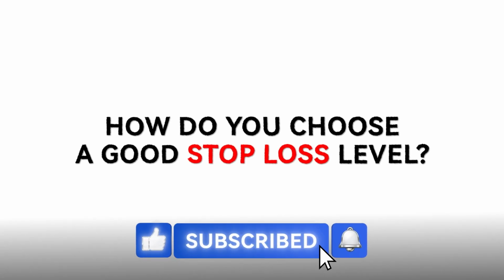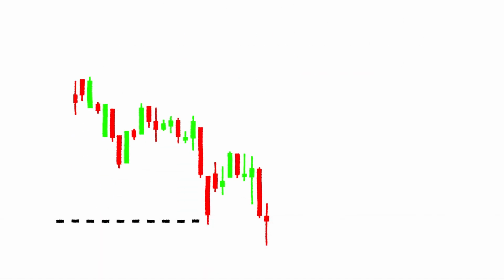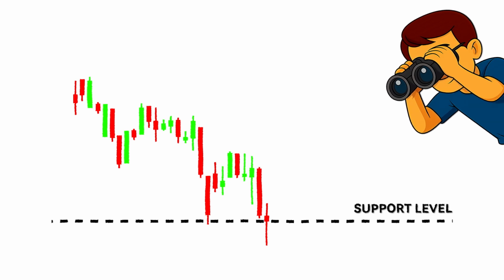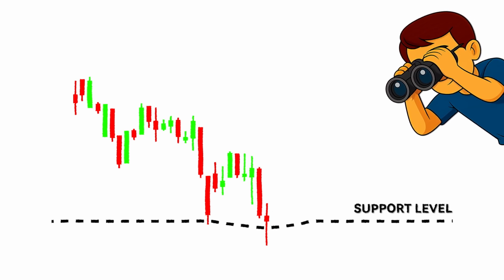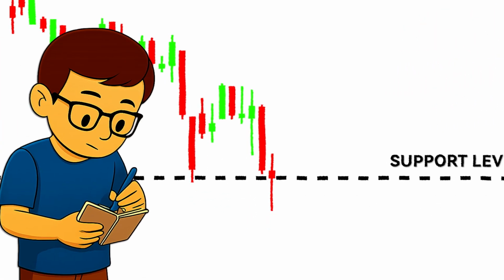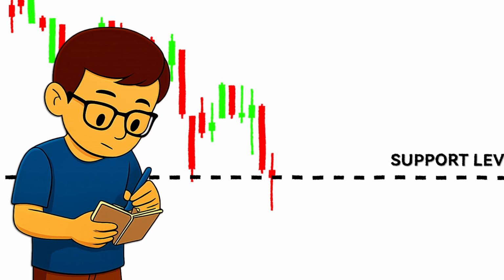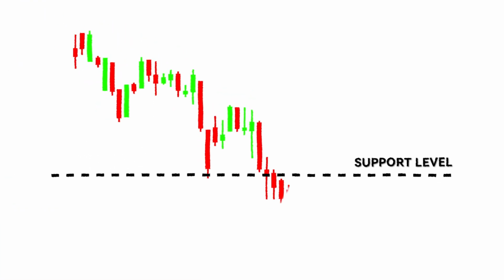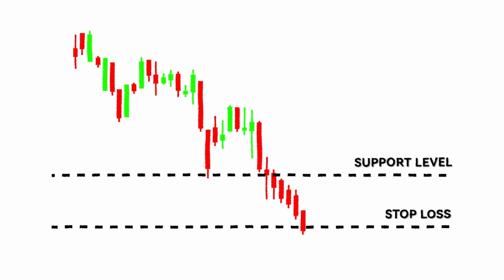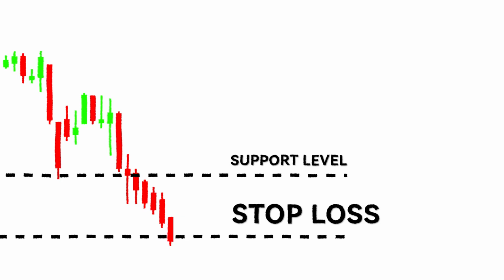Let's break it down. One option is to set it below the last support level, that zone where the price previously stopped falling and bounced upward. On the chart, you'll see candles touching that area and rejecting it. If the price breaks below support, your trade idea is no longer valid, and the stop loss protects you instantly.